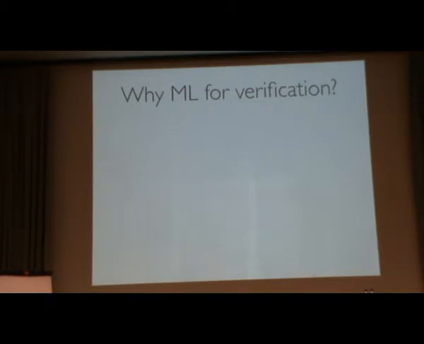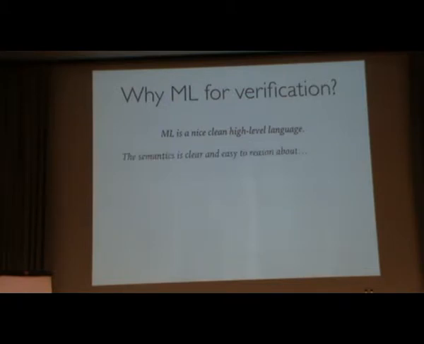Okay. So as verification people, why are we interested in ML? Well, because it's a nice, clean, high-level language, of course. We all know that. And it's easy. It has such a nice semantics that it's easy to reason about, informally at least. And then we wondered, could we make this formal reasoning? Is it easy to reason about ML formally? And that's why we are interested in ML.